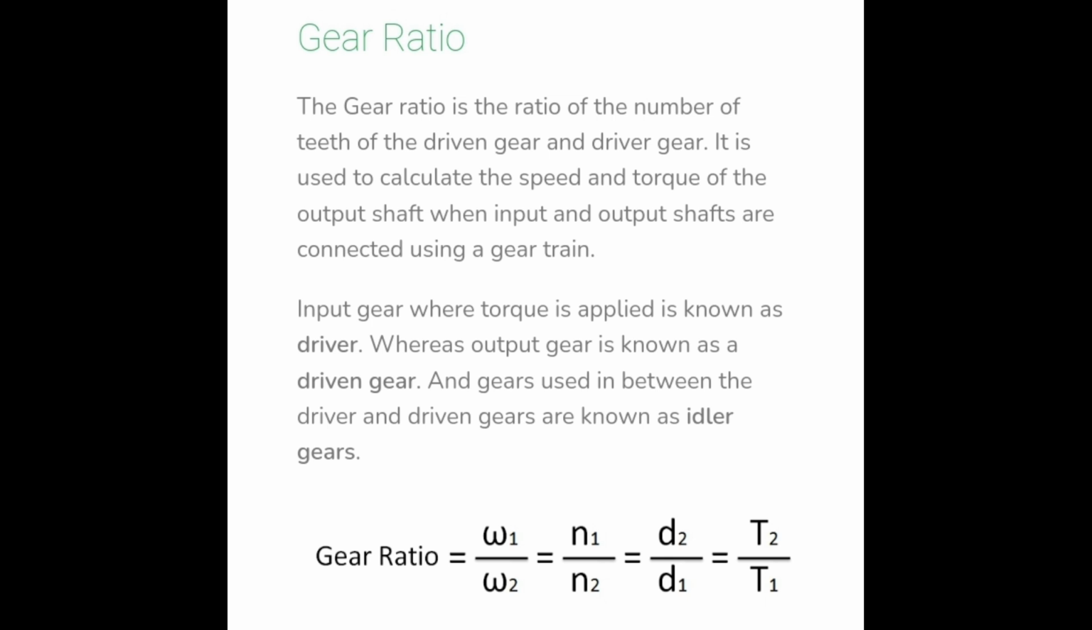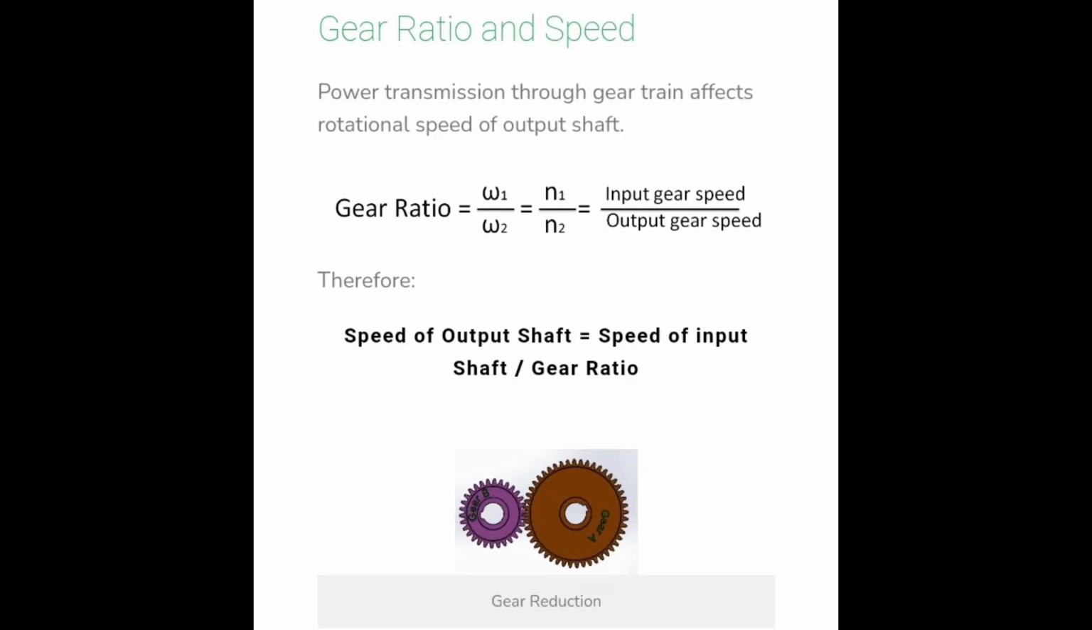The gear ratio is the ratio of the number of teeth of the driven gear and the drive gear. It is used to calculate the speed and the torque of the output shaft when the input and output shafts are connected using a gear train. Gear ratio W1 upon W2 is equal to N1 upon N2 is equal to D2 upon D1 is equal to T2 upon T1.